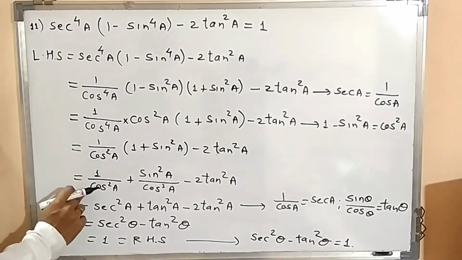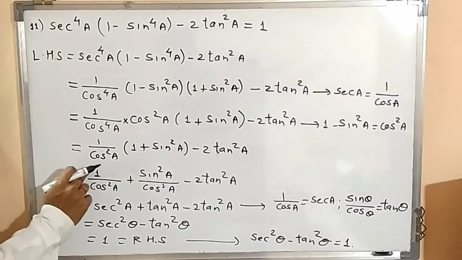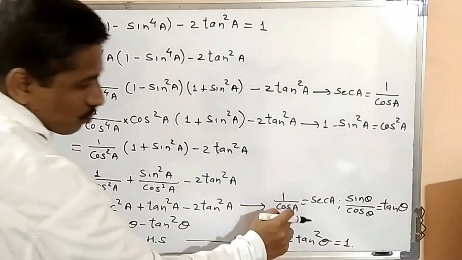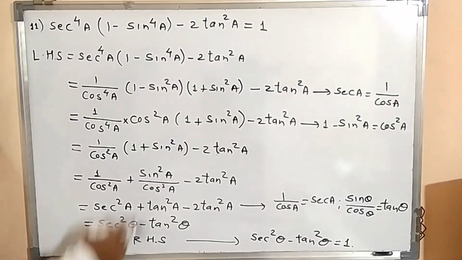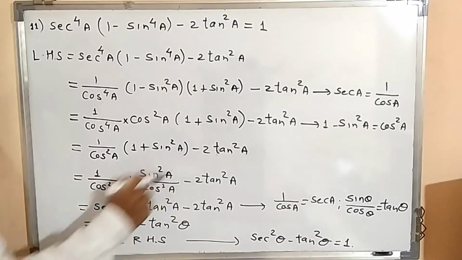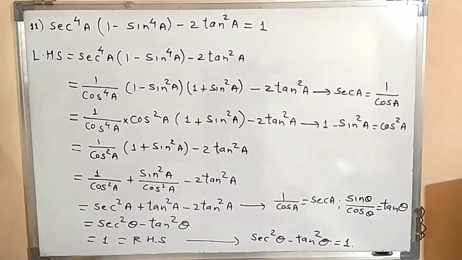What is 1 upon cos? 1 upon cos is nothing but sec. So 1 upon cos^2 A is equal to sec^2 A, because 1 upon cos A is equal to sec A. What is sin upon cos? Sin upon cos is tan. So what is sin^2 A upon cos^2 A? That is tan^2 A. Minus 2 tan^2 A I will keep as it is. So sec^2 A remains the same.